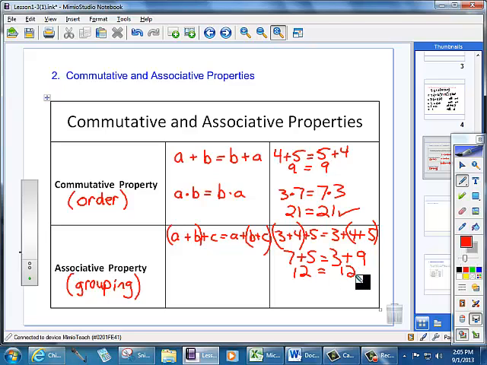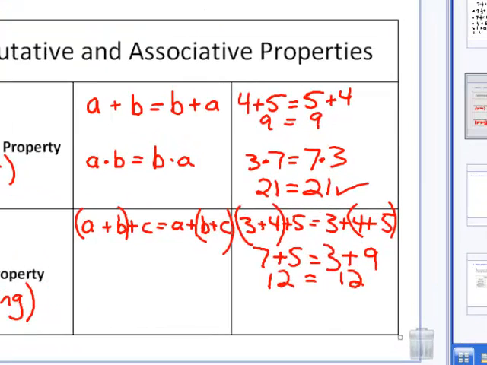Okay, guess what else it works for? You guessed it, multiplication. Multiplication also works. I have A times B times C equal to A times B times C. The left side, I'm going to multiply A and B and then C. And then on the other side, I'm going to multiply B and C together, and then multiply it by A. Should still get the same result according to the associative property.